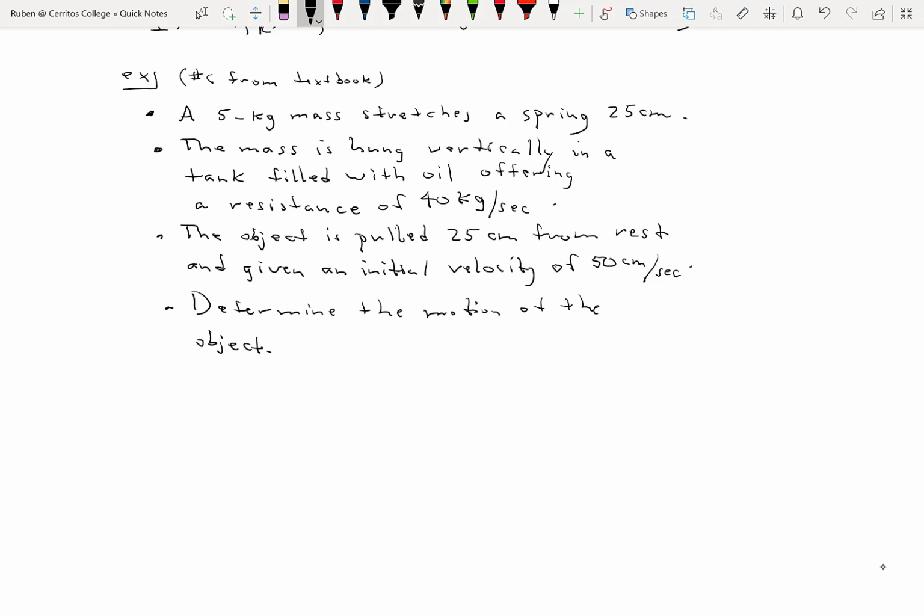The object is pulled an additional 25 centimeters from rest. This is where we put the object in motion, and it is also given an initial velocity of 50 centimeters per second. Determine the motion, that is, determine the position of the object as a function of time. Okay, so let's start from the beginning here.